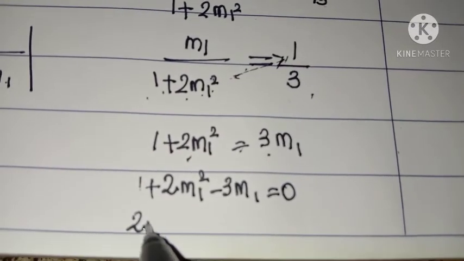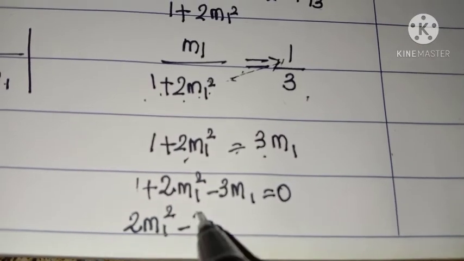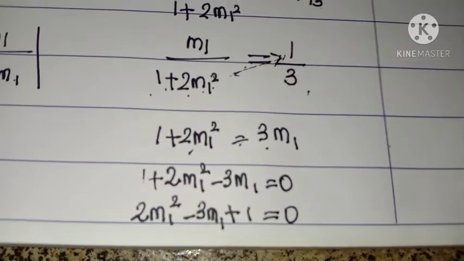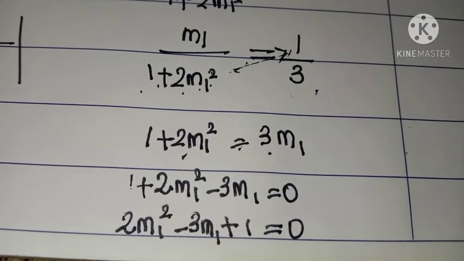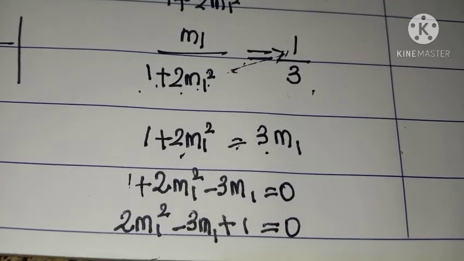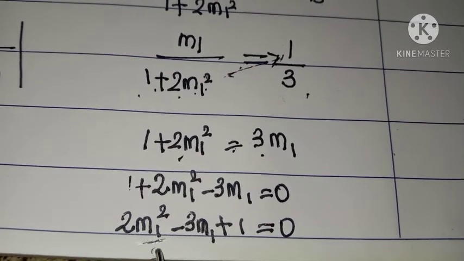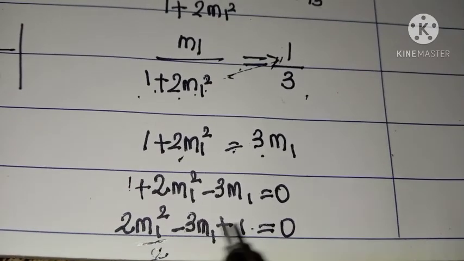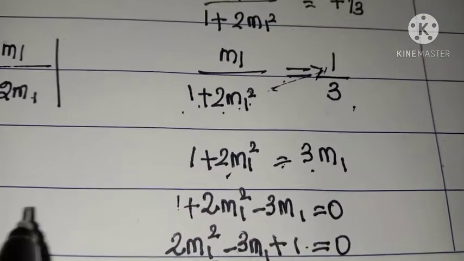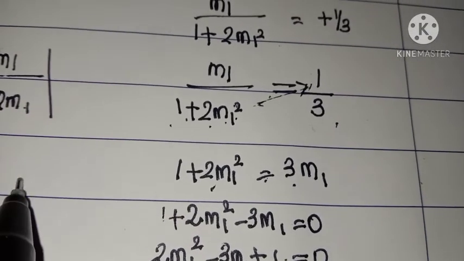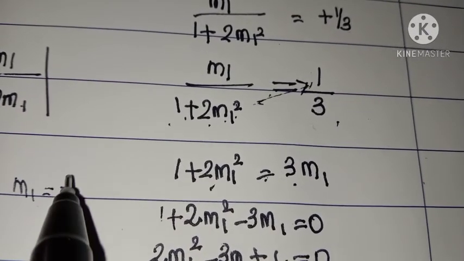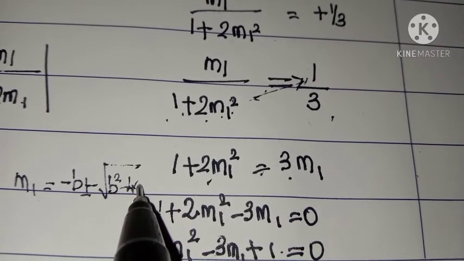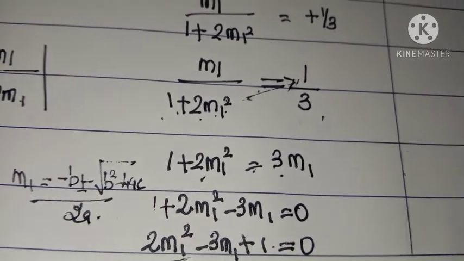Rearrange the terms, we can see that 2m1 square minus 3m1 plus 1 equal to 0. So this is a quadratic expression in m1, isn't it? Suppose we replace this m1 by x. This becomes 2x square minus 3x plus 1 form. So it is a quadratic expression. So find the value of m1 using the result minus b plus or minus root of b square minus 4ac whole divided by 2a.